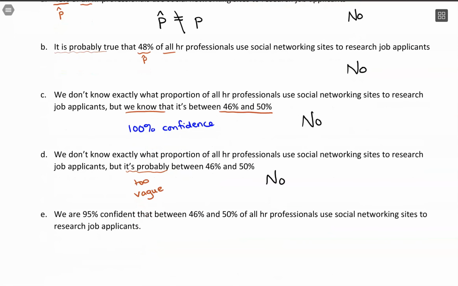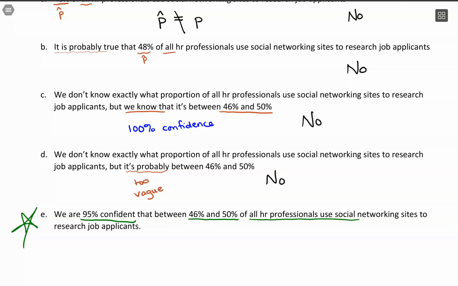This next one is awesome. It hits all of the pieces. It says we are 95% confident. So now it's saying how sure we are. Instead of saying we know, which would mean 100% confidence, or it's probably, which just kind of means over 50%, we're 95% confident. And then between those two values, which is awesome. And then this is where we see our wording for the population proportion: all HR professionals use social networking sites to research job applicants. So this is what we want. That's perfect. That's the type of sentence that we want to make.